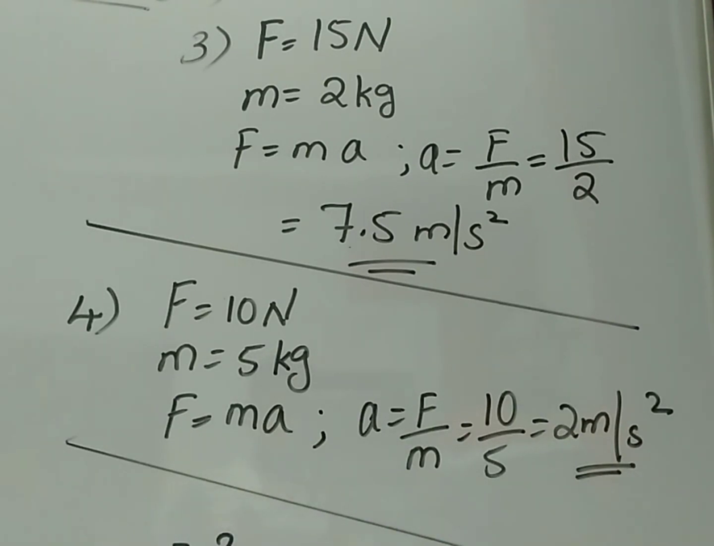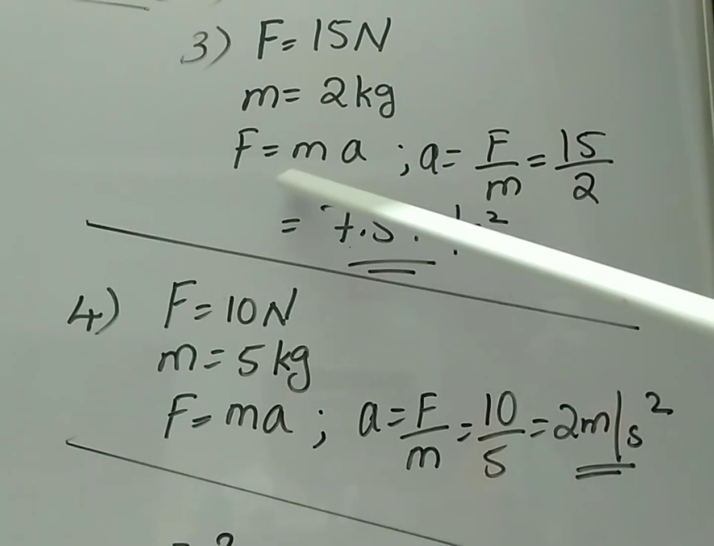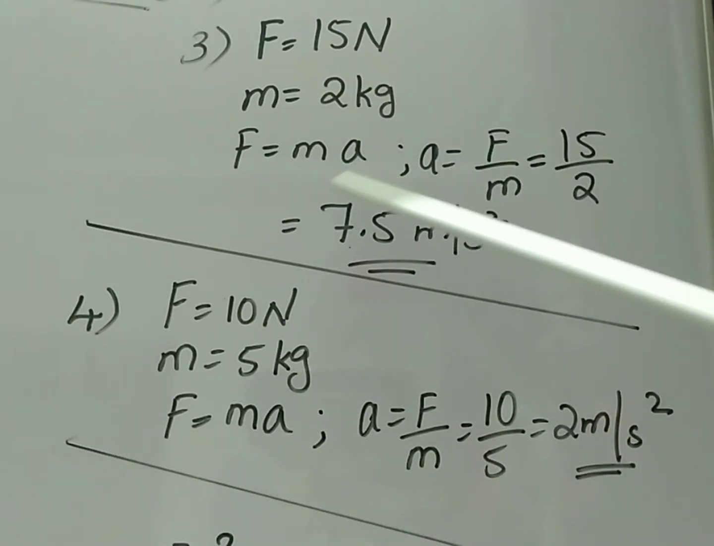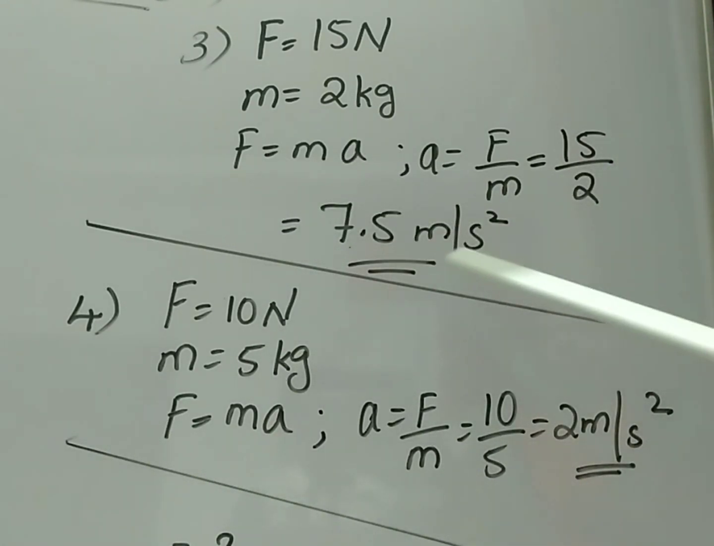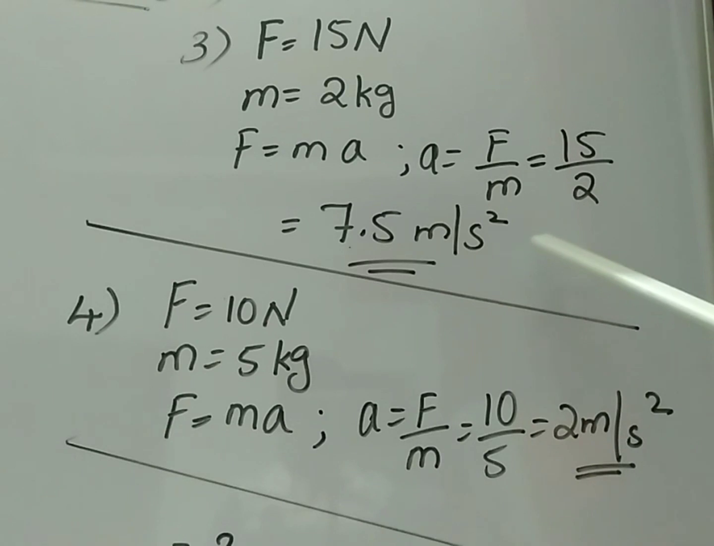Question number 3. A force of 15 Newton. Force is given 15 Newton. Acts on a body of mass 2 kg. Mass is given 2 kg. Calculate the acceleration produced. We have the formula F is equal to MA, if F and M are given. From there, A is equal to F by M. You will get 15 divided by 2. You will get the answer 7.5 meter per second square. The SI unit of acceleration is meter per second square.